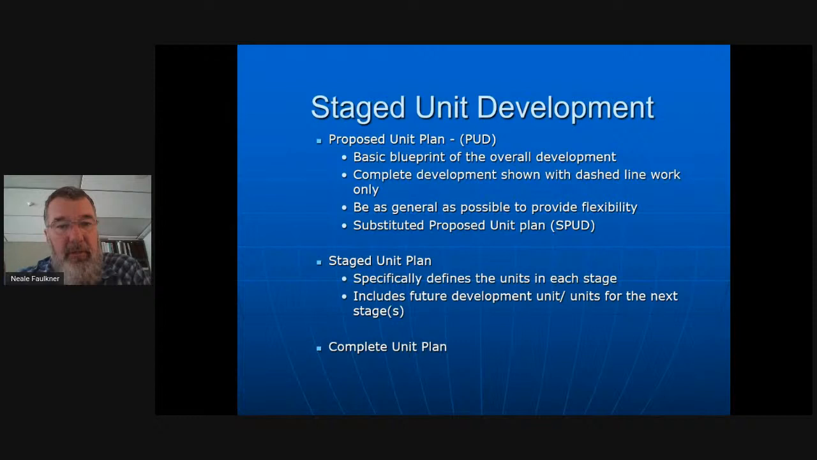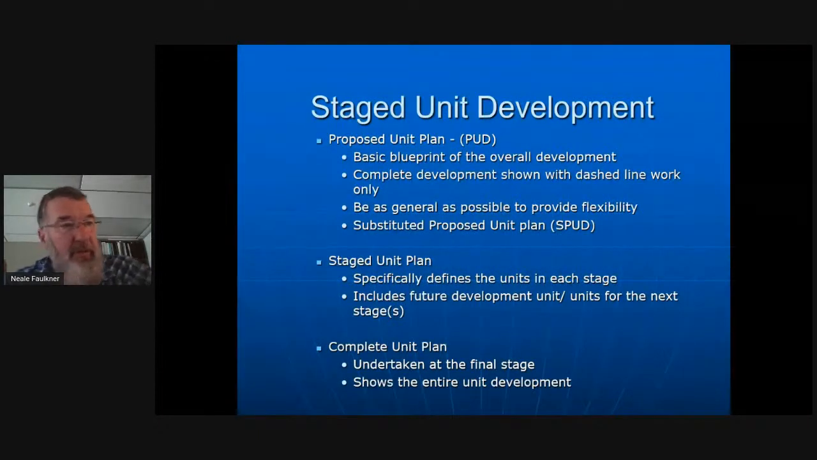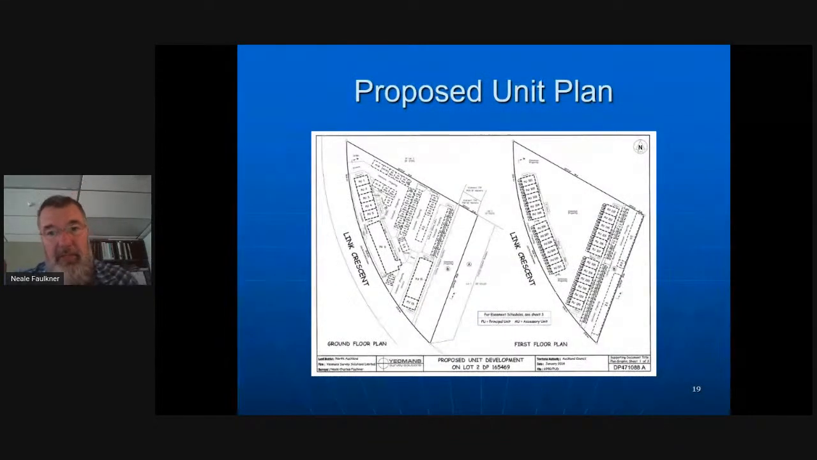One of the things I didn't say was that on a stage plan, the first stage will obviously be the first 5 units or whatever it is. The second stage plan won't just show stage 2, it'll show stages 1 and 2. And then the third stage plan will show stages 1, 2, and 3, until you get to the complete unit plan when you've got the whole thing developed. So the complete plan is undertaken at the final stage, and it shows the entire unit development. So here are some examples.